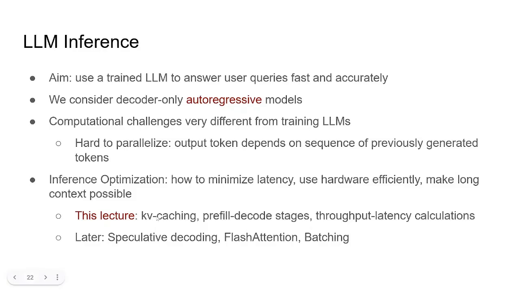Specifically in this lecture, we are going to look at how KV caching prevents us from doing redundant computation, thereby increasing speed. How the inference process naturally splits into an initial prefill stage where the input prompt is processed and all the subsequent stages which are decode to generate a single token every time.